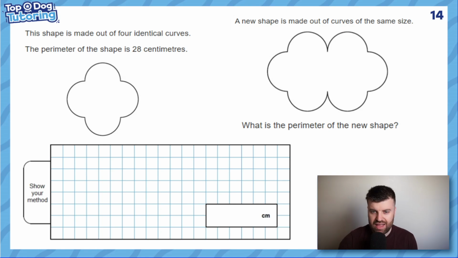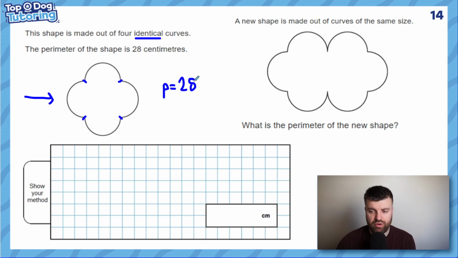I'm going to read it to you. This shape is made up of 4 identical curves. Now, just so you know, the curves end where my blue lines are. Can you see those 4 curves? 1, 2, 3, and 4. They're identical, which is really important. I'd be underlining this. The perimeter of the shape is 28 centimeters.